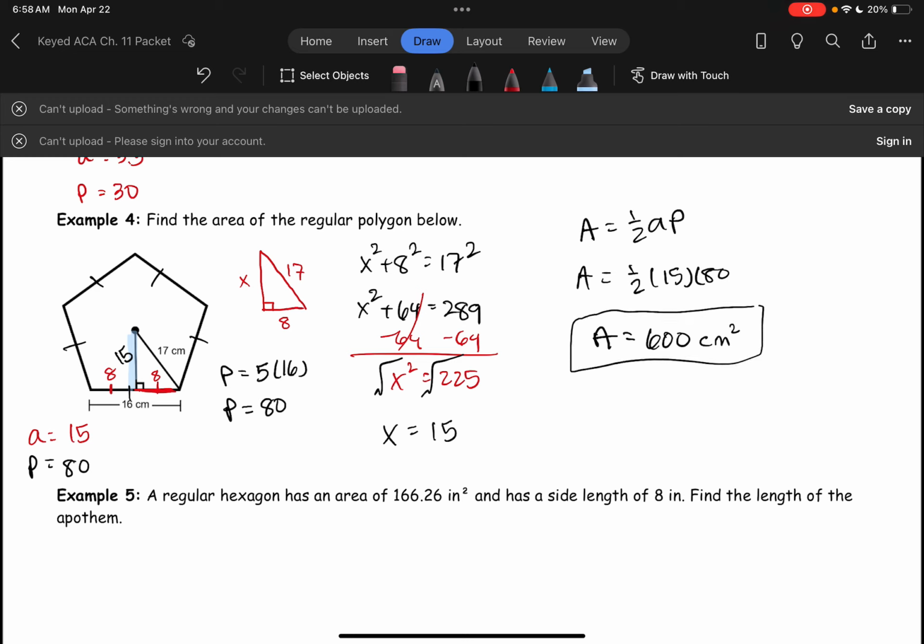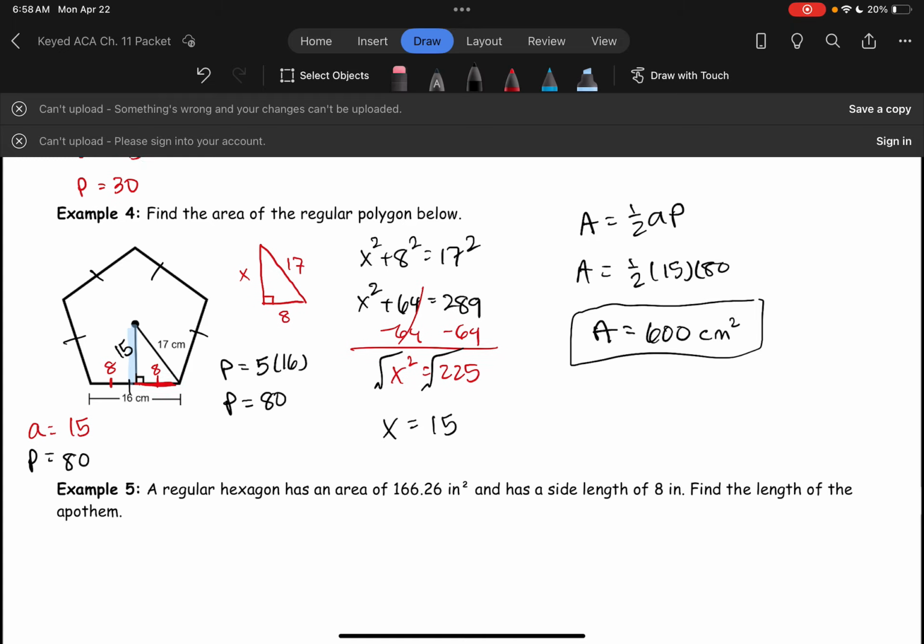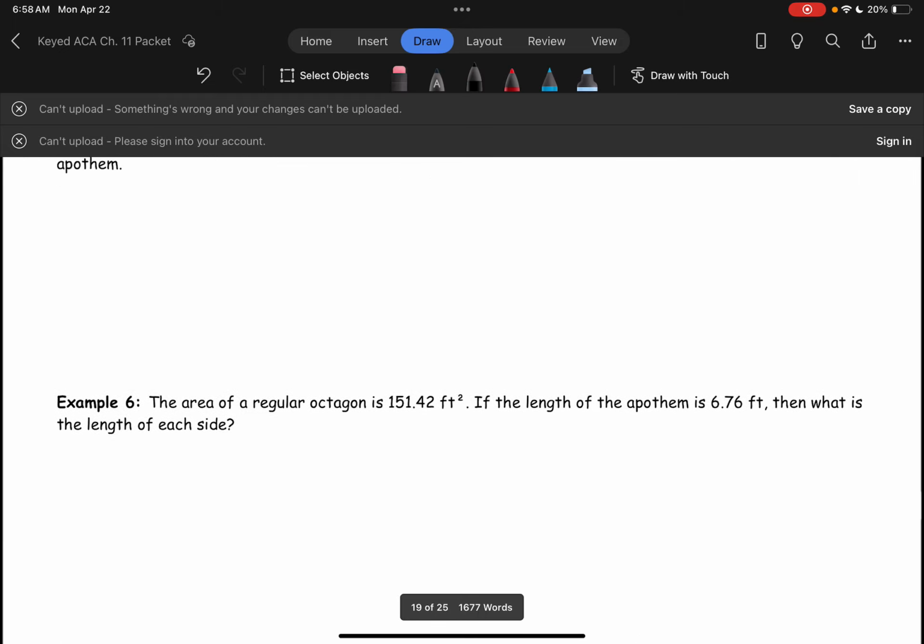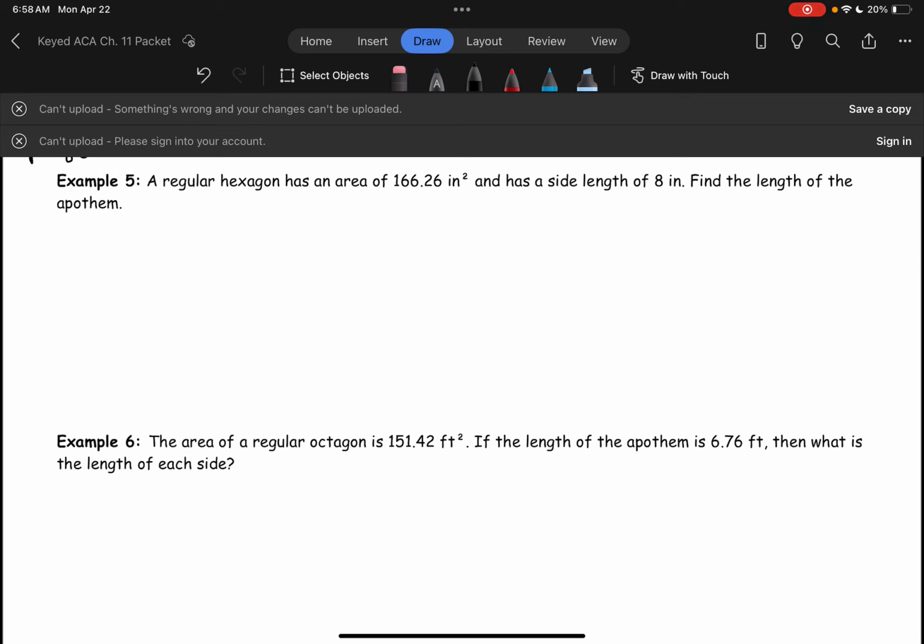Okay, so again, just as long as you're following that formula, area is equal to 1/2 apothem times perimeter, as long as we are given enough information here, we can find the area of that regular polygon. So we'll finish up with these last two examples here. Example 5 says a regular hexagon has an area of 166.26 inches squared and has a side length of 8 inches. Find the length of the apothem.